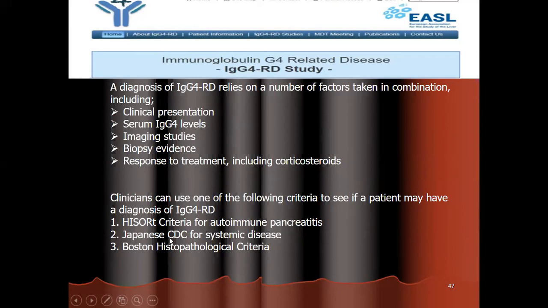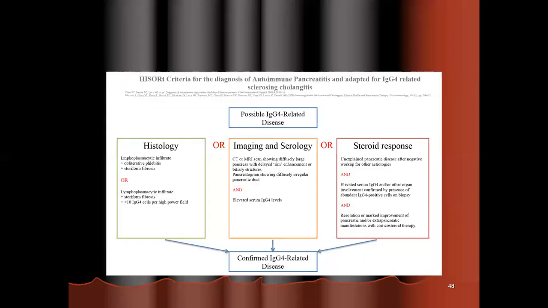There is the Japanese comprehensive diagnostic criteria for systemic disease, and the Boston histopathologic criteria. Anyone can be accepted. At least you should know the idea. There is no single test to diagnose. It is diagnosed like any disease in medicine: clinical picture, serology, histopathology, and imaging.